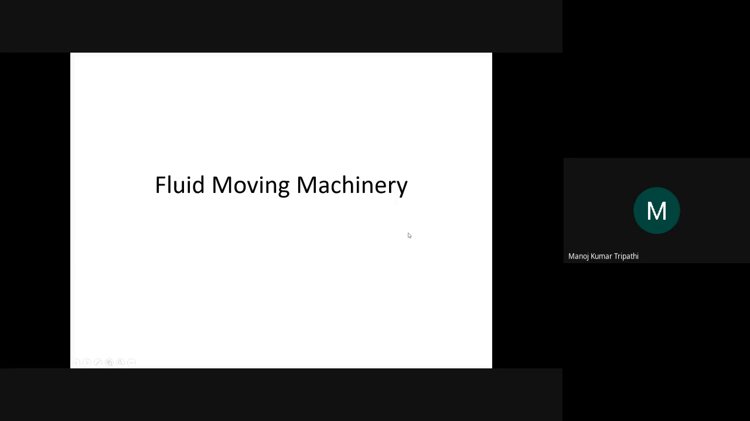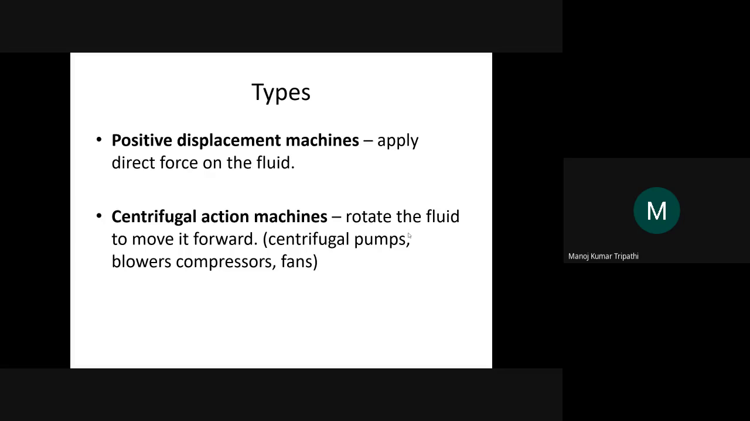Okay. So pumps, fans, blowers, all of these come under fluid moving machinery. Generally speaking, there are two kinds of fluid moving machinery. First one is positive displacement machines, and the second category is centrifugal action machines. So positive displacement means that they apply a direct force on the fluid, they push the fluid, and centrifugal machines do it in another way. They rotate the fluid such that the fluid moves forward by that centrifugal action.